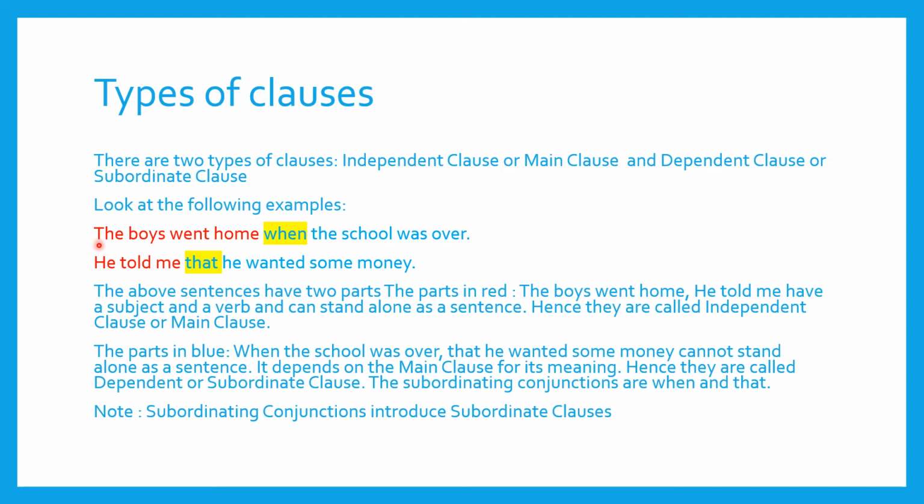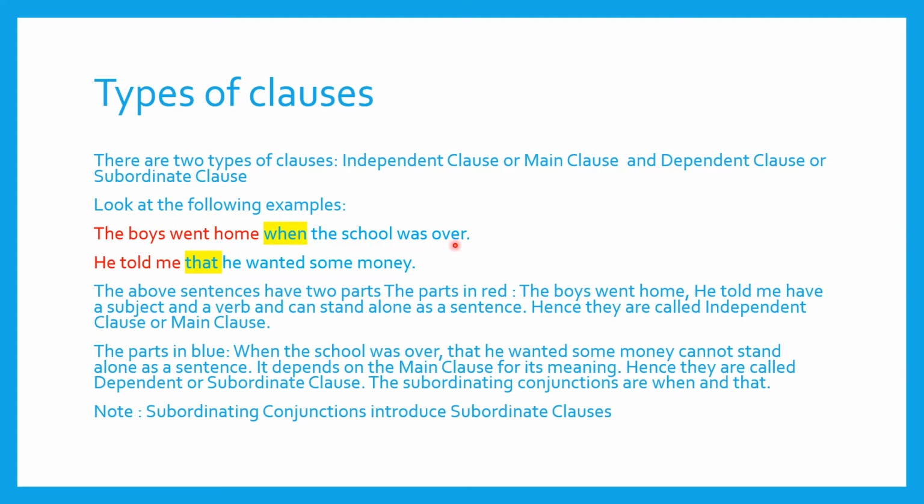The first sentence, the boys went home when the school was over. The boys went home is in red. It is a clause. It has a subject, the boys, and it has a verb, went. Now, this clause can stand alone as a sentence. It makes complete sense. Hence, it is called the main clause or the independent clause.